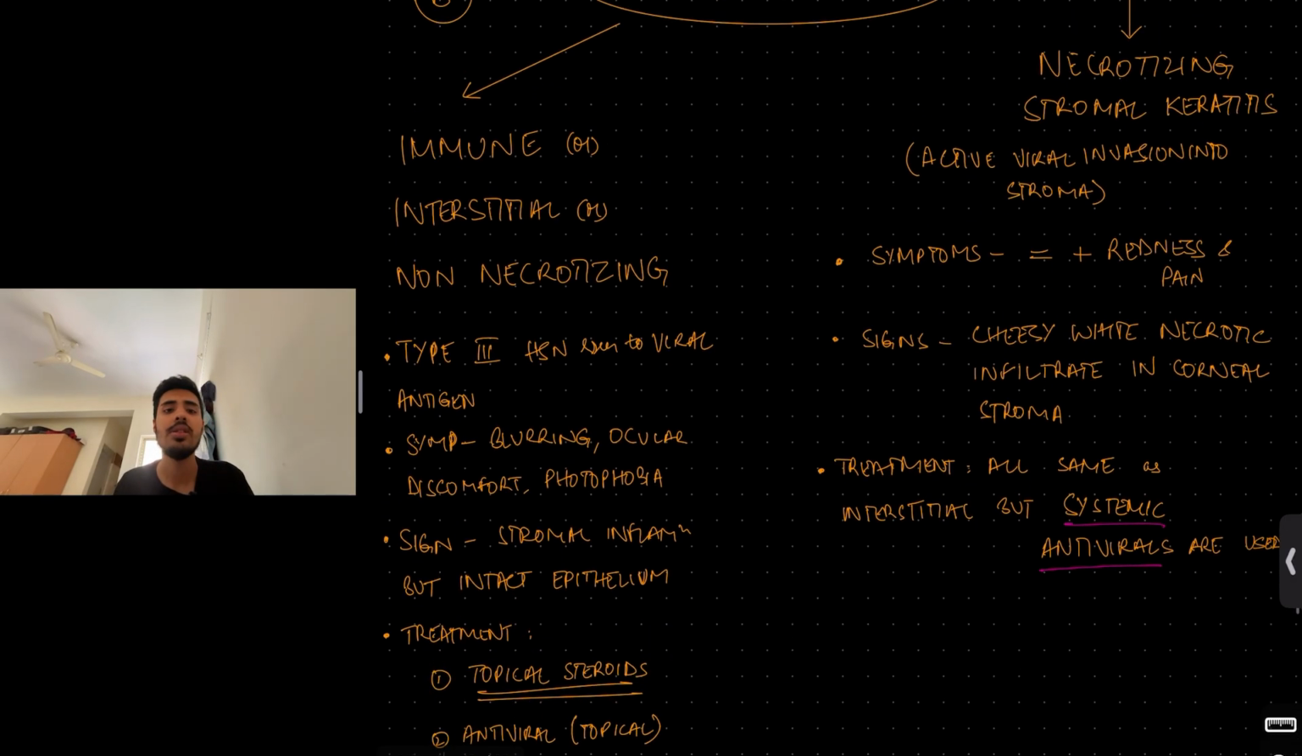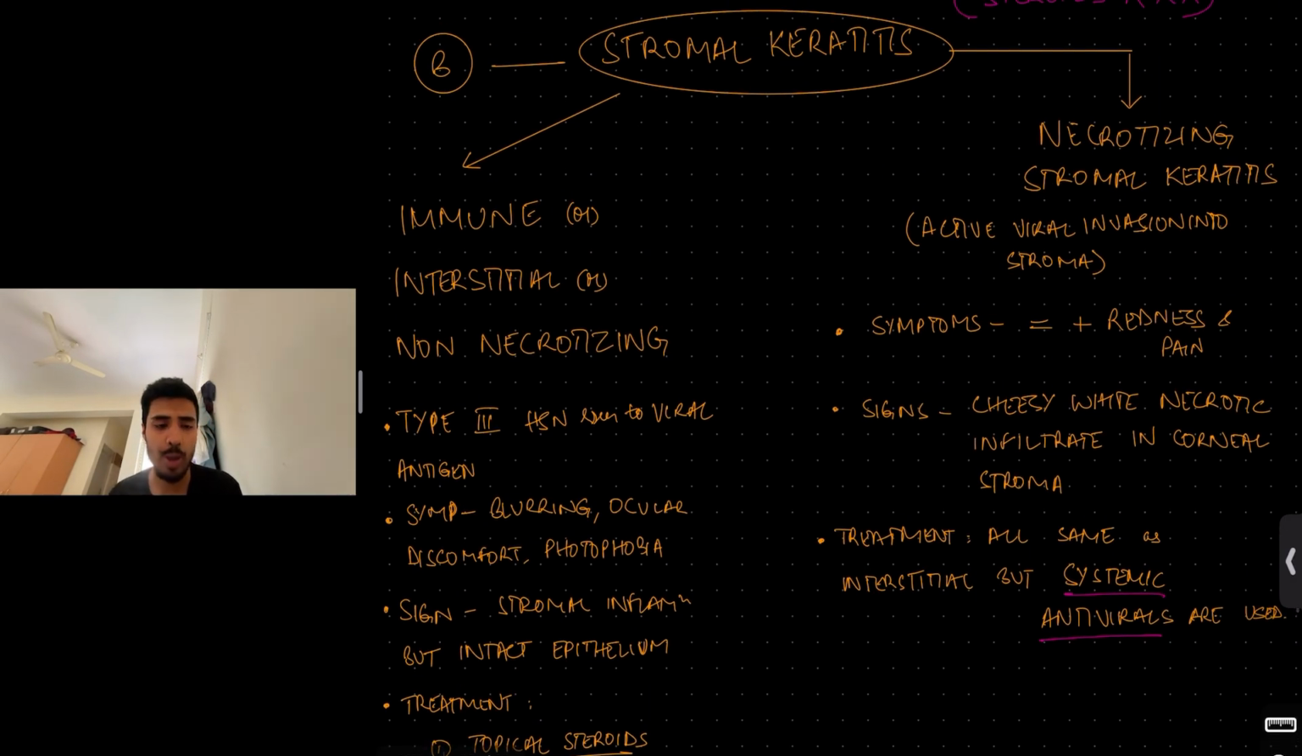Then there's another variety of stromal keratitis known as necrotizing stromal keratitis. Here there is active viral invasion into the stroma. When there is active viral invasion into the stroma, it will lead to necrosis of the tissues. Here the symptoms are the same: irritation, photophobia, blurring, etc. But because of so much necrosis and invasion, there will be more redness and pain along with all this. Signs are a bit different. Because of the necrosis, you will see cheesy white necrotic infiltrate in the corneal stroma.